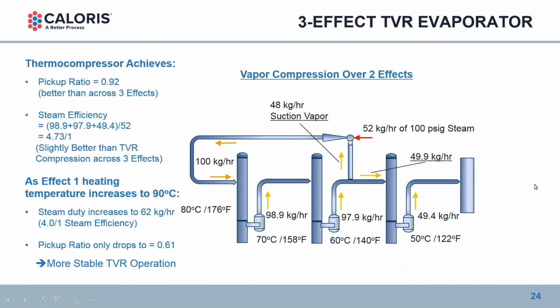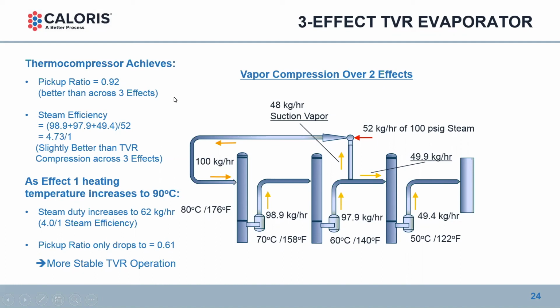So the solution to get comparable energy efficiency would be to compress just across the 2 effects. So in this scenario here, I'm taking evaporated vapors off of effect 2, and I'm compressing those up to effect 1 heating temperature. And basically half of what gets evaporated from effect 2 becomes my heating vapor in effect 3. And effect 3 is only doing half of what effects 1 and 2 do. But my TVR is now into a more comfortable operating range.